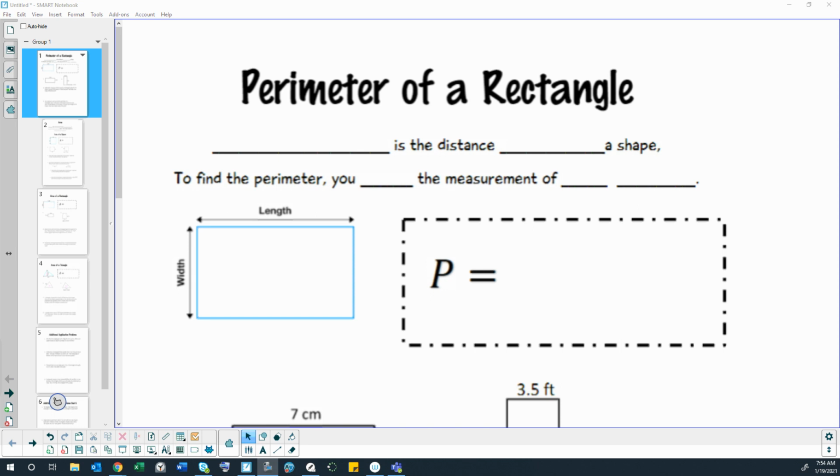rectangle. What is perimeter? In case you've forgotten, let's define it. Perimeter is the distance around a shape. To find the perimeter, you add the measurement of each side.